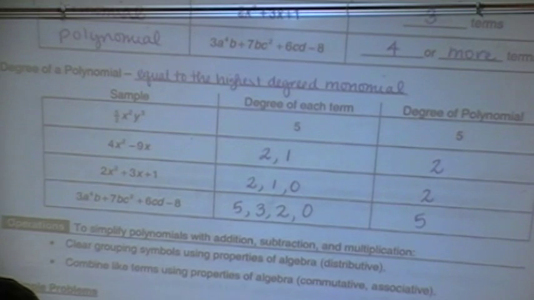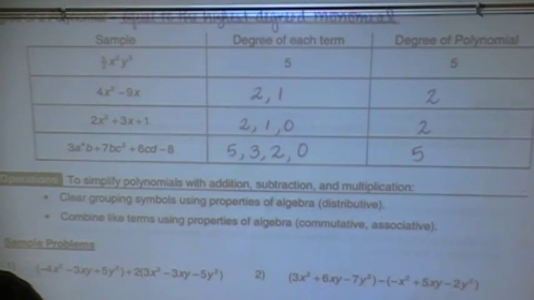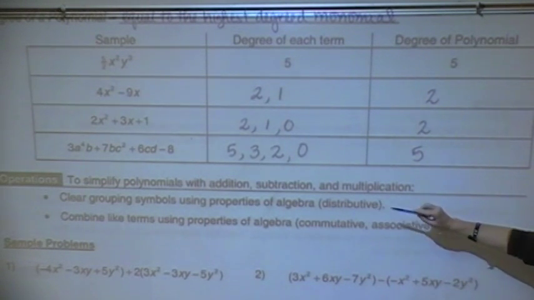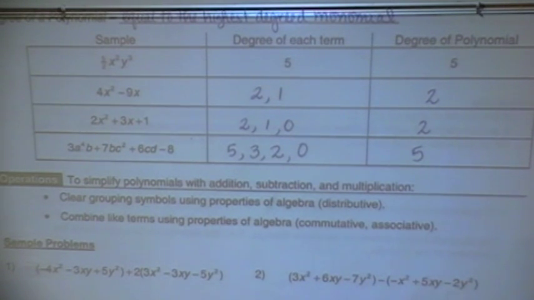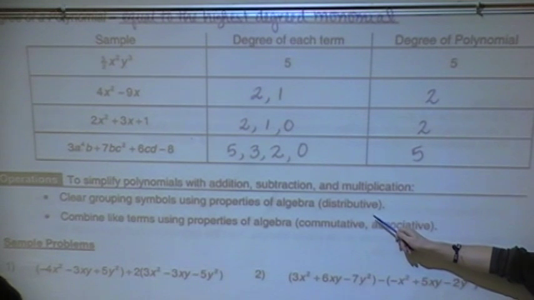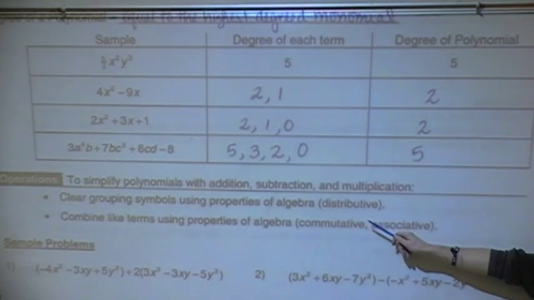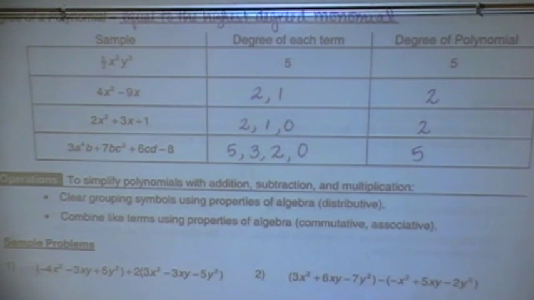Okay, so now what we're going to do is a review of simplifying polynomials. We're simplifying with addition, subtraction, and multiplication. We don't divide polynomials until later because it's a little bit harder. But all this stuff you've done before. So the first thing we're going to do is clear any grouping symbols that we happen to have. This time most of our grouping symbols happen to be parentheses. So we're going to clear them with distributive property if we need to. Then after that you combine like terms.